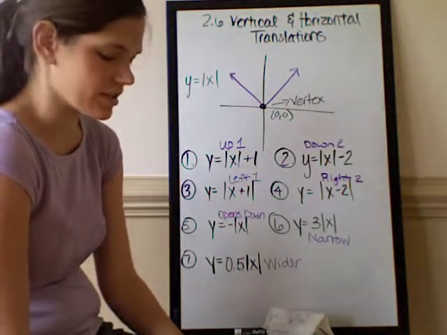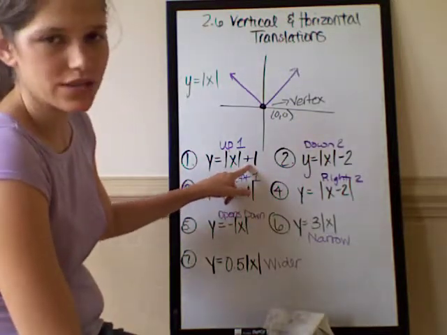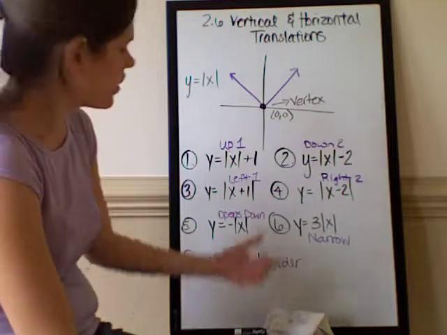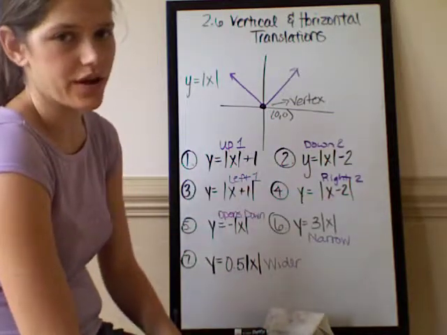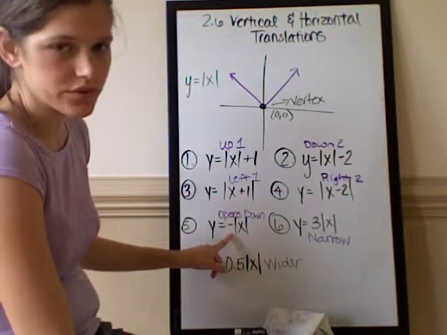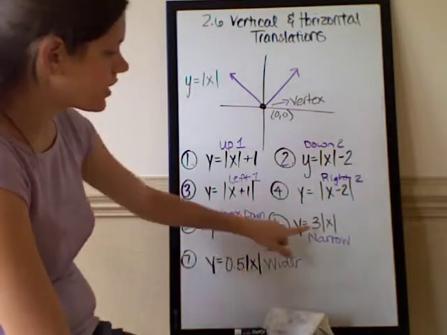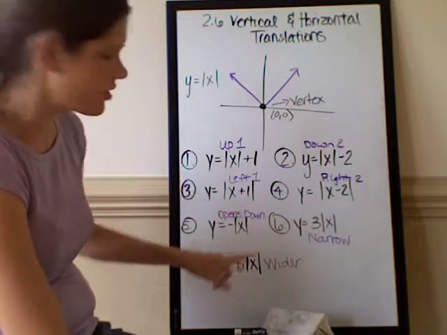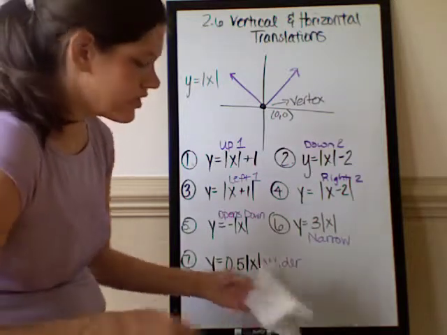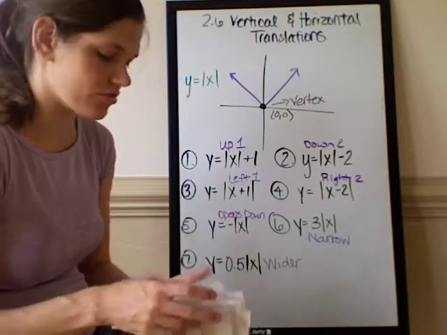Alright, so let's take a look at this and then we're going to make a little summary of it. If you notice, when there's a number outside the absolute value, that tells us either move up or down. When there's a number inside of the absolute value, it tells you move left or right. Now, a negative tells you opens down, and then the numbers out front tell you if you're narrow or wide. A number bigger than 1 is narrow, a number smaller than 1 is wide. Alright, if you need to copy that down, take a minute, and I'm going to create a little summary that you definitely should copy down.